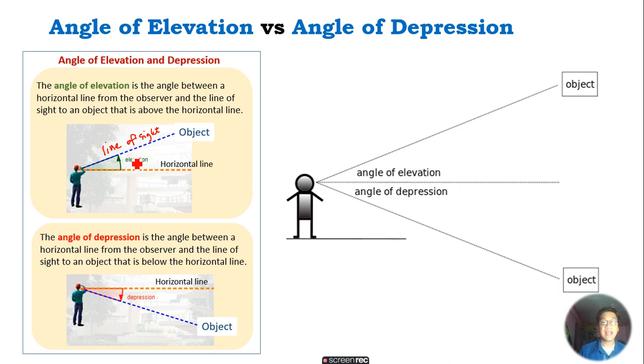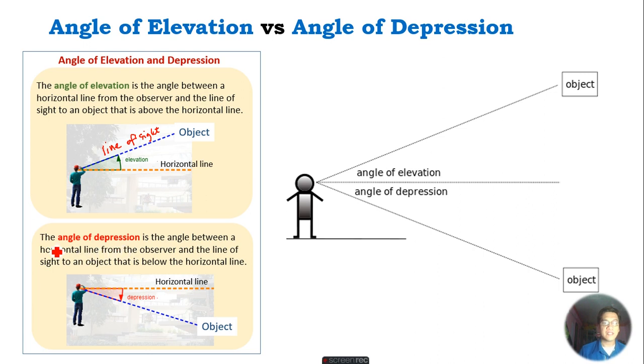So, again, the angle of elevation is formed between the horizontal line and the line of sight of the observer that is looking above, in an upward direction from the horizontal line. So that is our angle of elevation. Now, what is our angle of depression? If we have an elevation, we also have a depression.